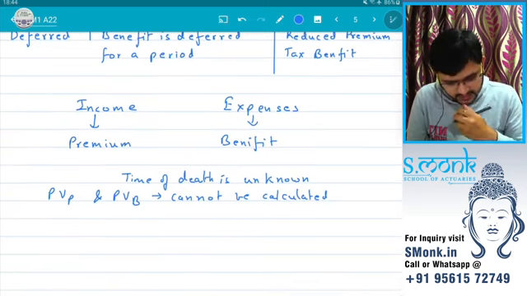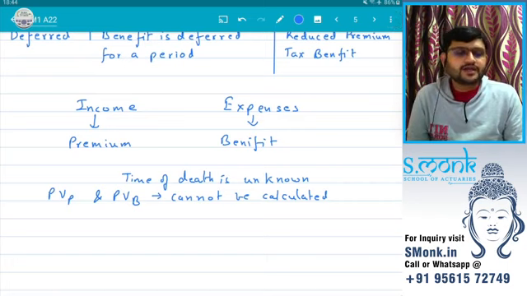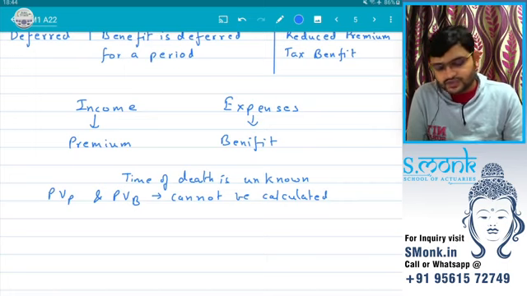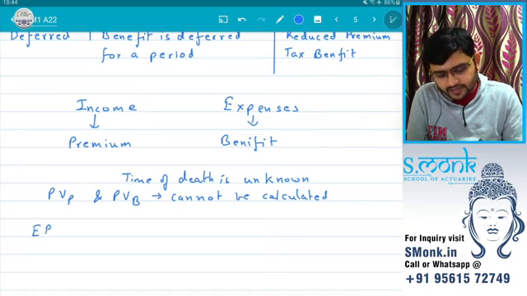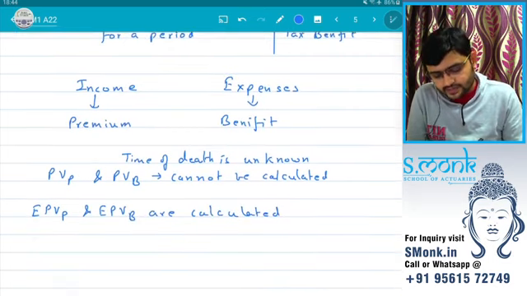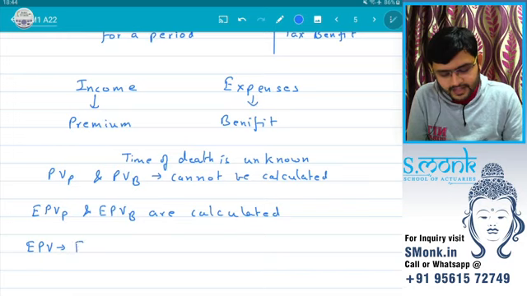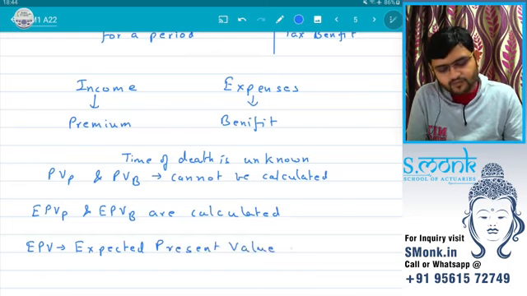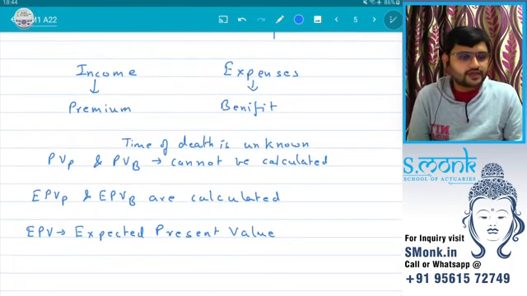Right? So what we do is we take expectations, we take the probabilities of death in future. So we calculate expected present value, or EPV, of premium and EPV of benefits. What is EPV? It is expected present value. Okay, expected present values are calculated.